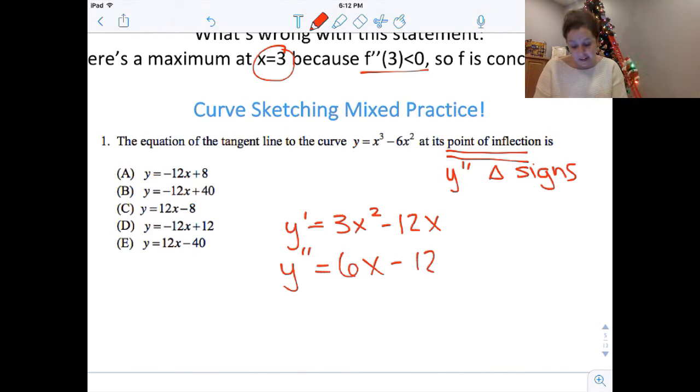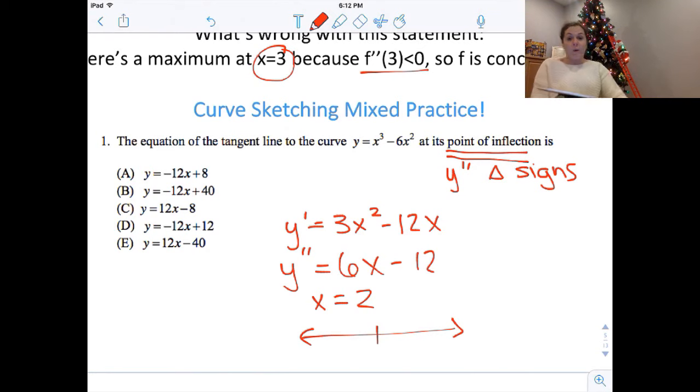And I need to confirm here that that's actually a critical value. It's actually a sign change. It is, luckily, but it will not always be. So here, there's a sign change: to the right of 2, it would be positive. To the left, y double prime would be negative. So I know that my critical value is at x equals 2. I'm sorry, my point of inflection.